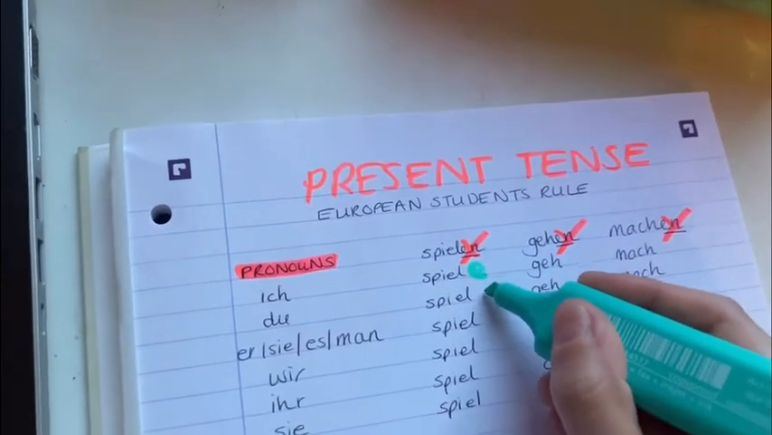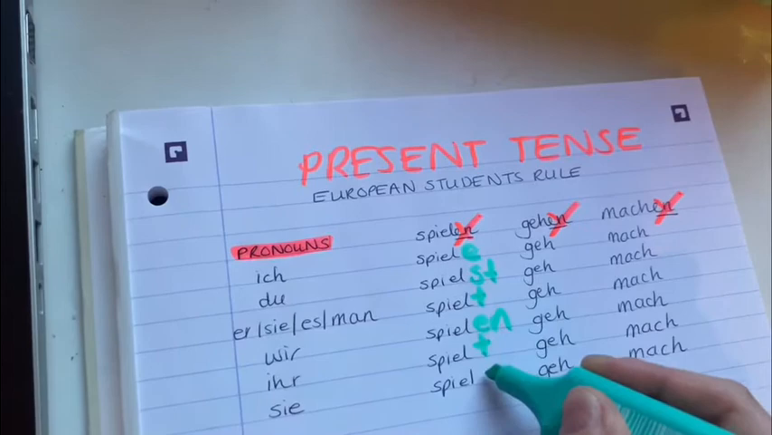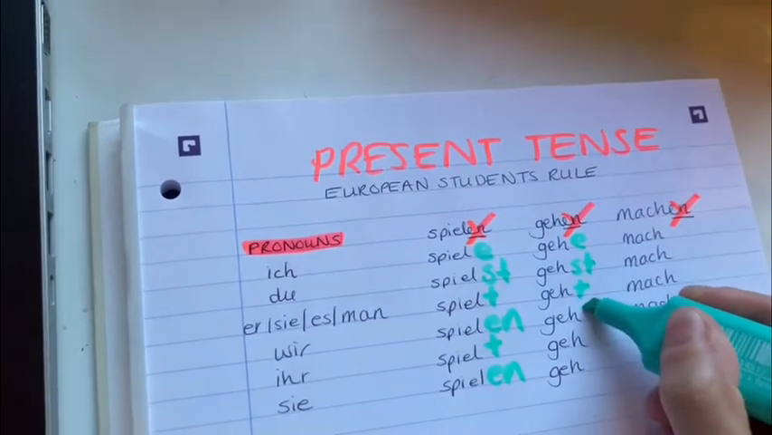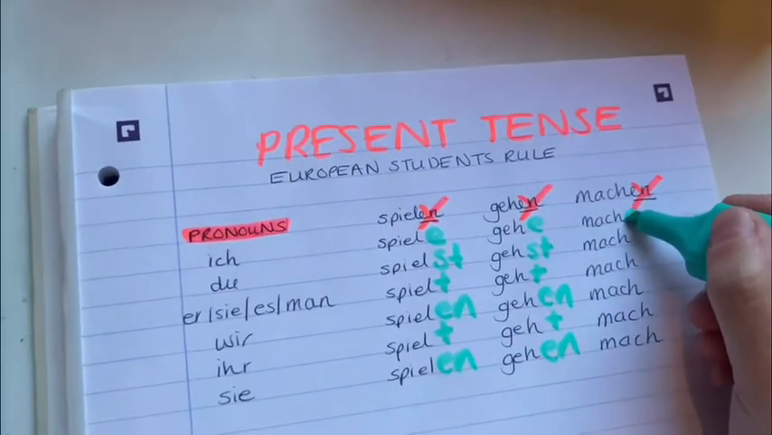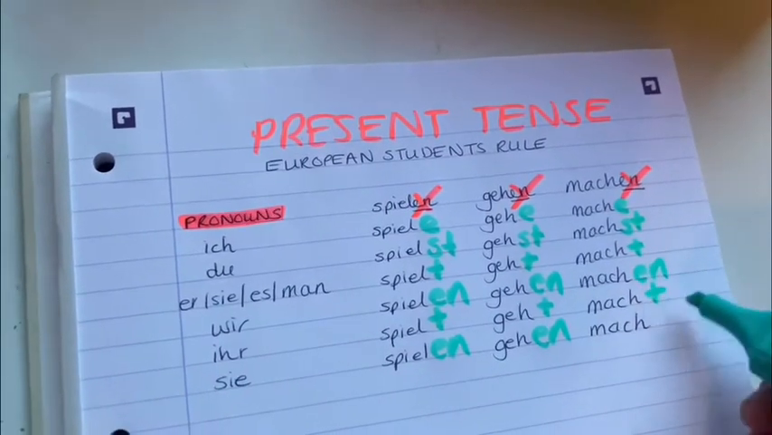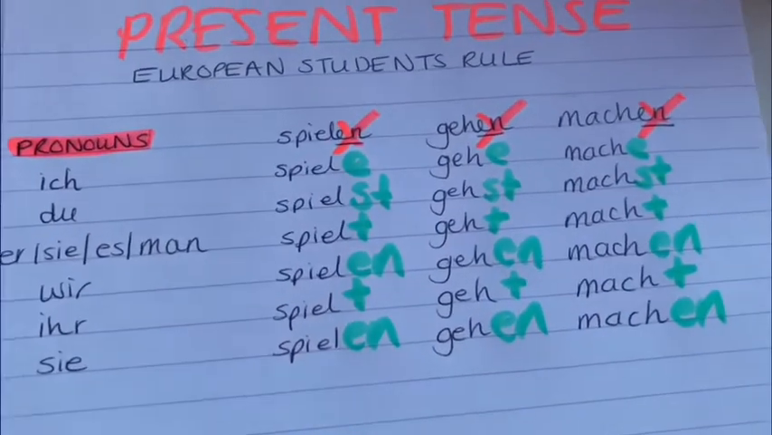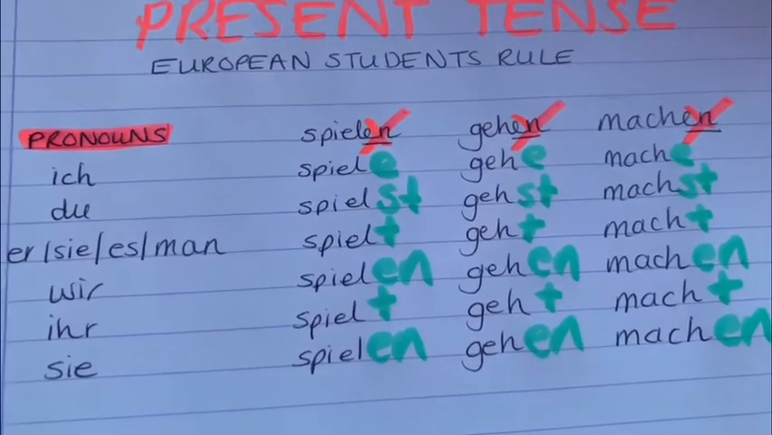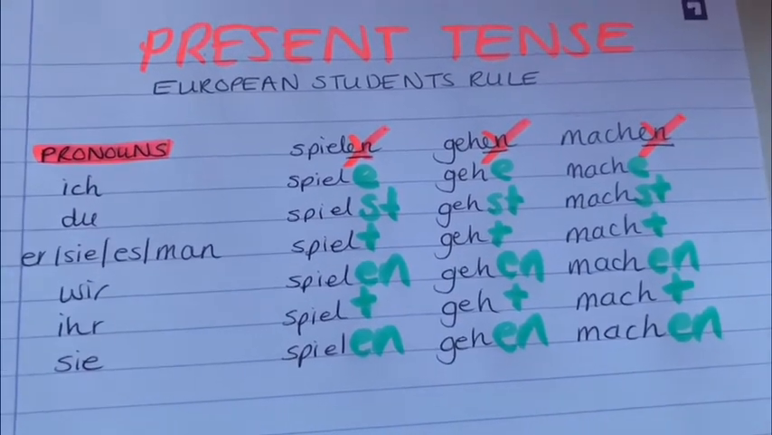E, S, T, T, E, N, T, E, N. And you have successfully conjugated all three verbs in the present tense. Ich spiele, du spielst, er, sie, es, man spielt, wir spielen, ihr spielt, sie spielen.